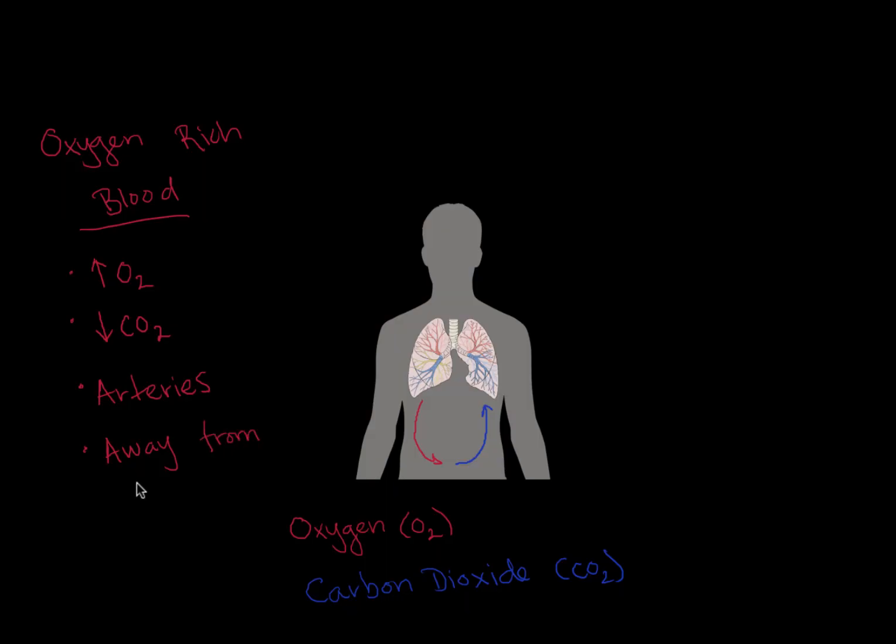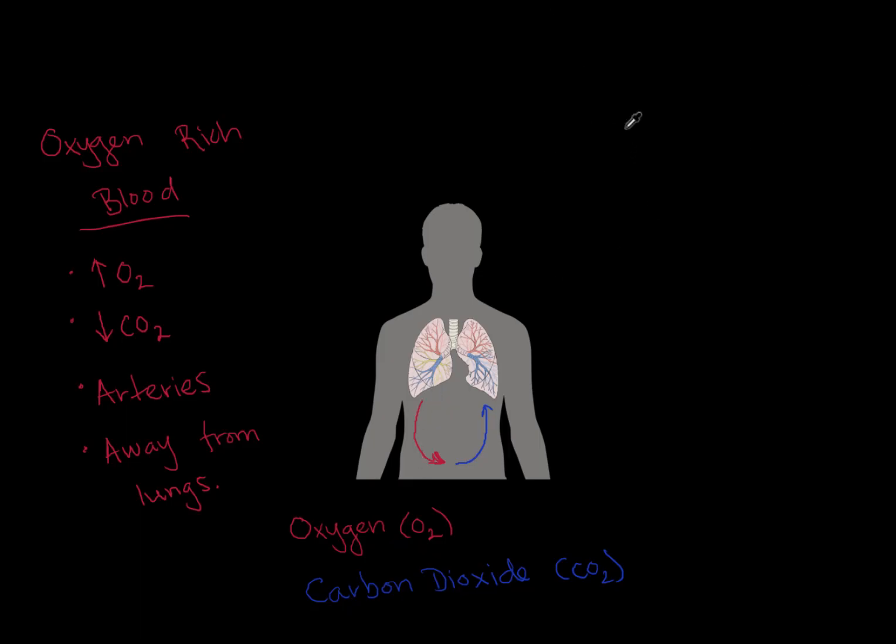And this should make sense because your lungs are where the blood picks up the oxygen, and then it travels throughout your body. So it's picked up the oxygen, now it's moving all the way through your body. So these arteries with oxygen-rich blood are traveling away from your lungs.